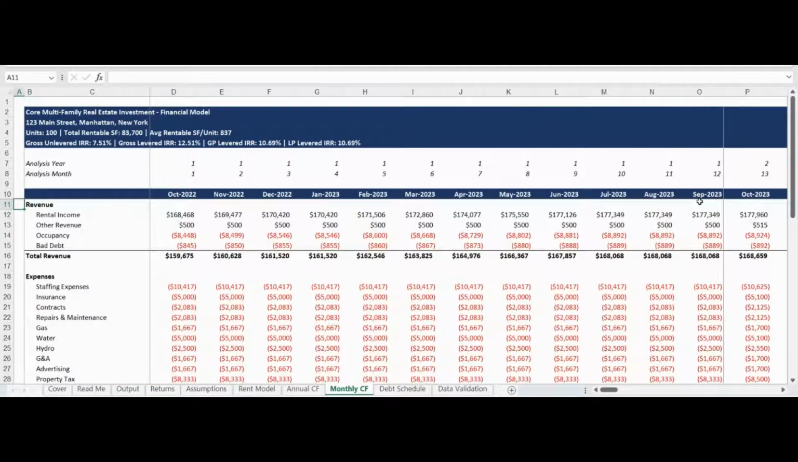The Monthly Cash Flow tab provides a monthly income statement for the investment. The statement begins with rental income, which is a monthly consolidation of the rent model forecast. Other revenue is calculated based off the per unit monthly assumption input for your analysis. Vacancy and bad debt are contra-revenue accounts and make deductions from rental and other income to determine the effective monthly revenue.